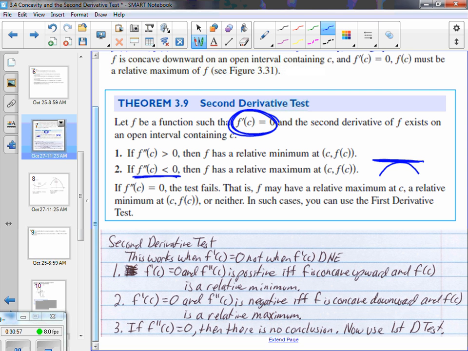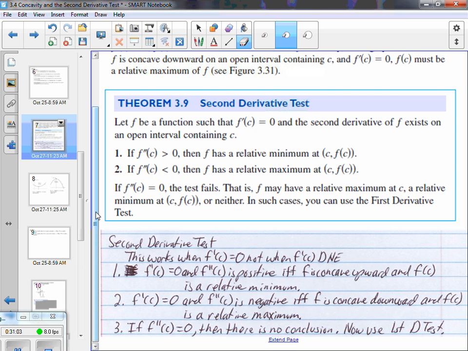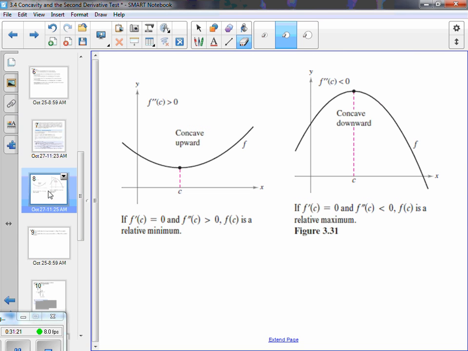Okay? All right. So that's the second derivative test. It doesn't always work. It's not always practical. But when it is practical and when it does work, it's really quick and easy. Okay? Any questions on the second derivative test? All right, let's look at these graphs.